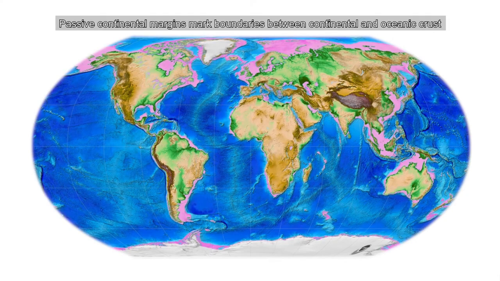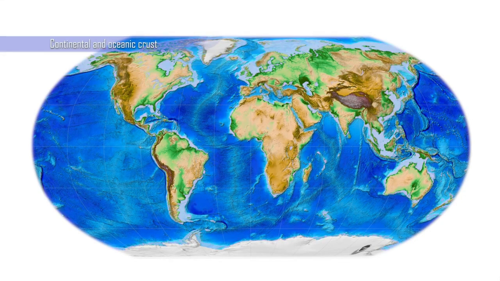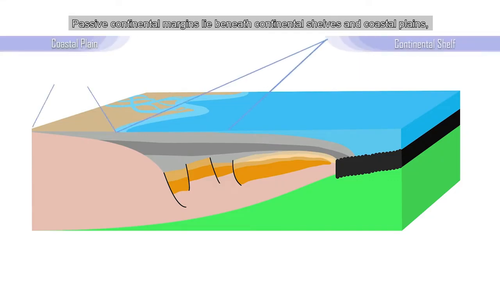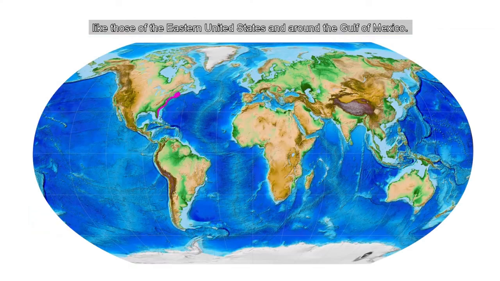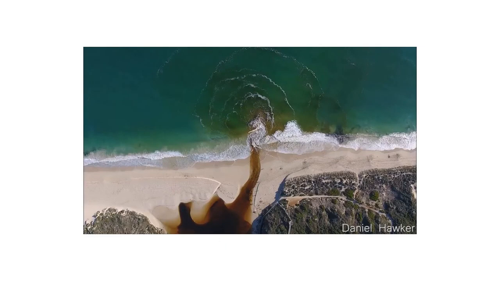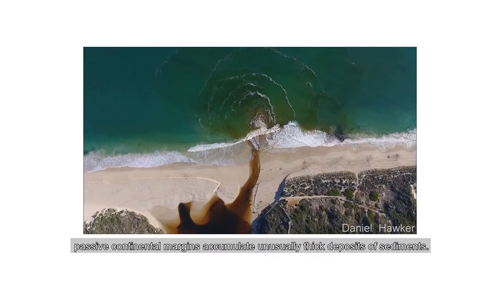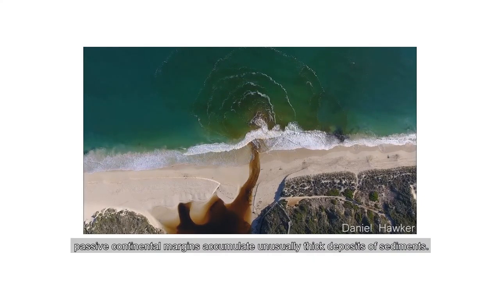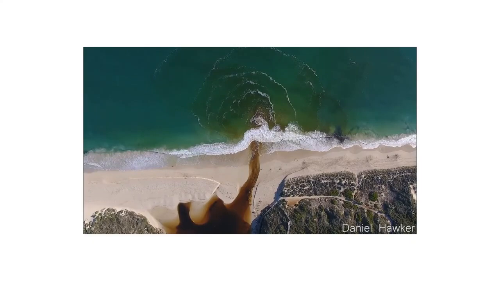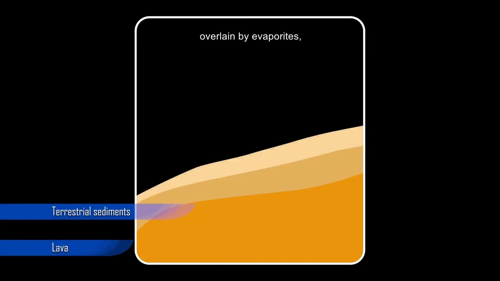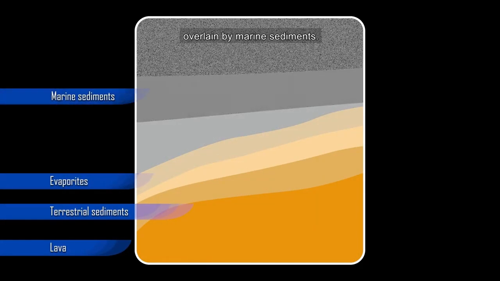Passive continental margins mark boundaries between continental and oceanic crust. Passive continental margins lie beneath continental shelves and coastal plains, like those of the eastern United States and around the Gulf of Mexico. Because rivers flow from continental interiors to the sea, passive continental margins accumulate unusually thick deposits of sediments. These exhibit a sequence of terrestrial sediments and lava, overlain by evaporites, overlain by marine sediments.